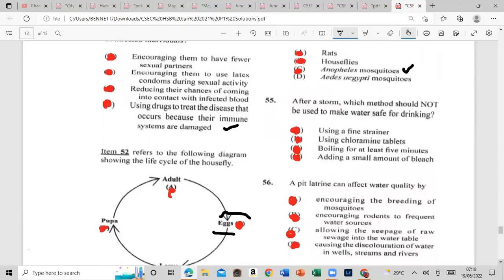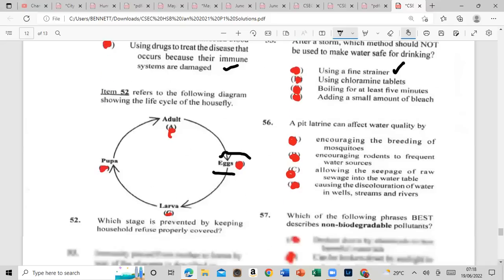55. After a storm, which method should not be used to make water safe for drinking? Let's read again. After a storm, which method should not be used to make water safe for drinking? A, using a fine strainer. B, using chloramine tablets. C, boiling for at least 5 minutes. D, adding a small amount of bleach. And that would be A, using a fine strainer, because the disease would still be in it.